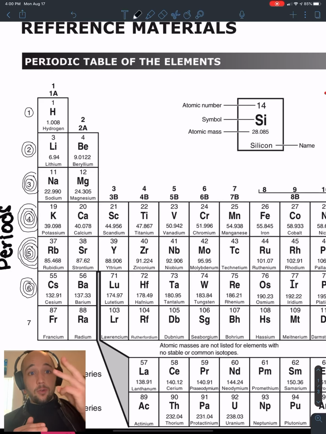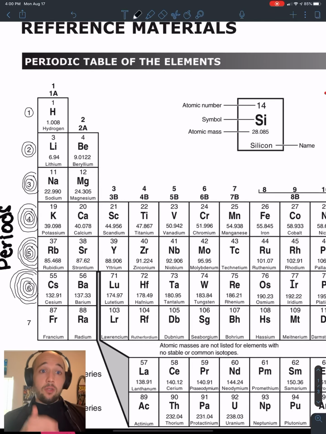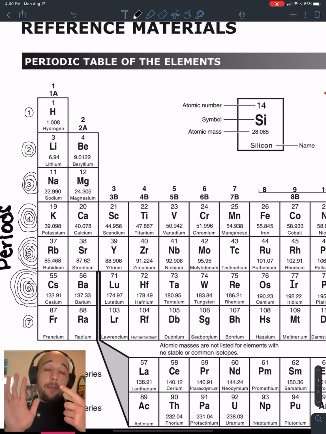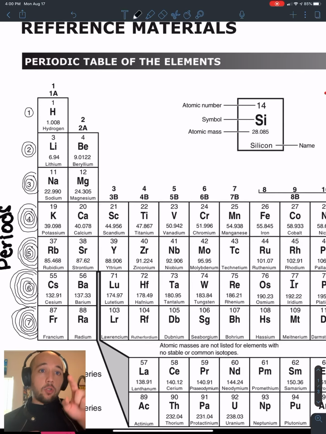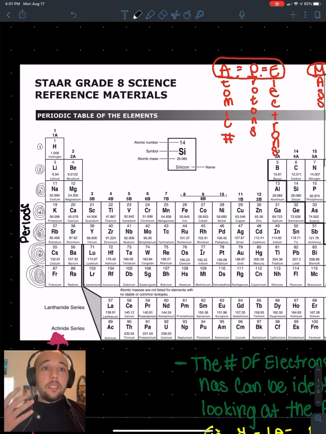Third period has 3 energy shells. 4 has 4 energy shells. 5 has 5 energy shells. Period 6 has 6, and period 7 has 7, as you can tell by the circles that I'm drawing around the numbers. Now, you don't need to draw circles. I usually draw little lines. So for 1, I'll draw 1 line underneath. For 2, I'll draw 2 lines, just so I know. It's a good way to memorize.